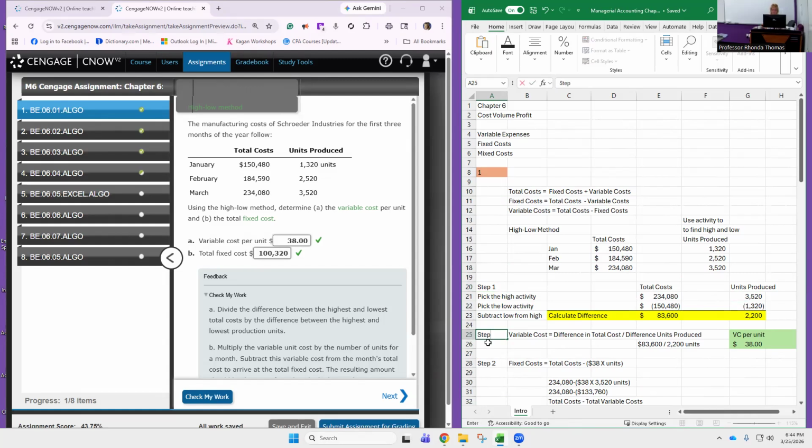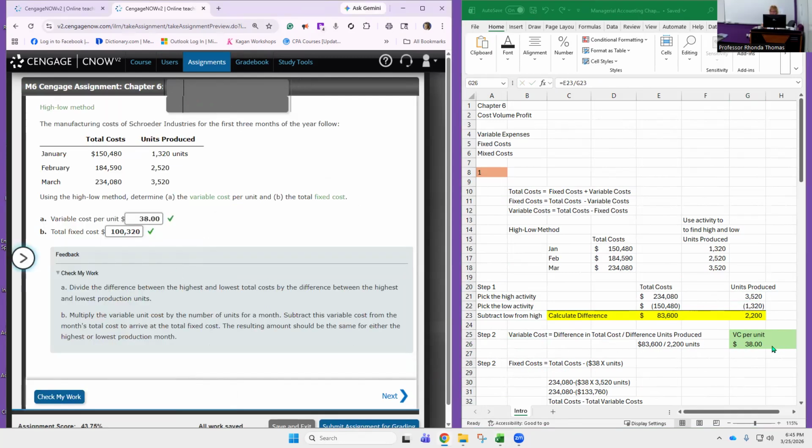Step two is using that information that we just found to isolate our variable cost per unit. So if you take the total cost difference divided by the total unit difference, you get $38 as a variable cost, okay? So that was the first question. What is the variable cost? $38. Now we're going to isolate the fixed costs. So this is actually step three.